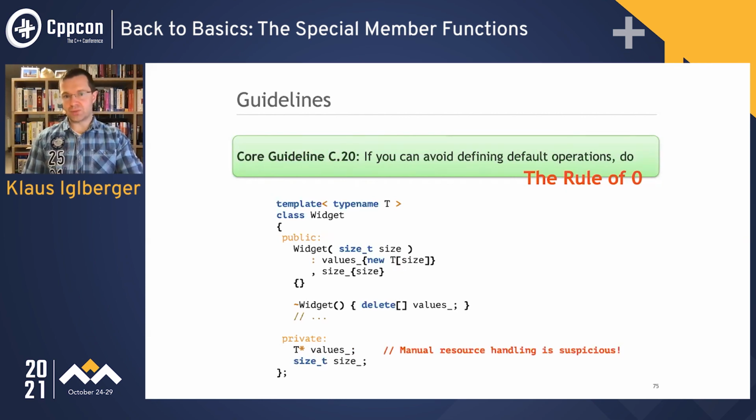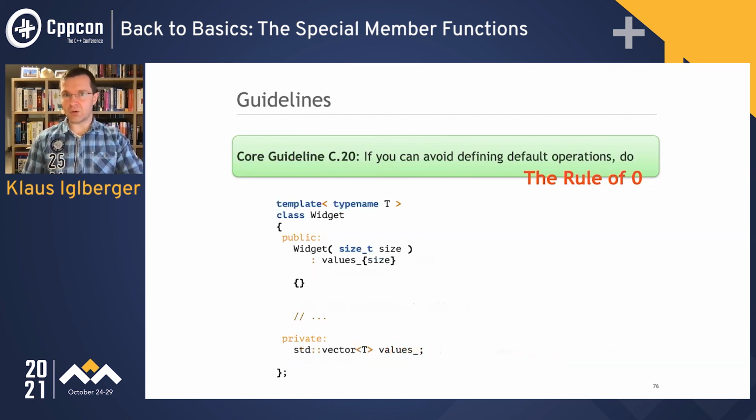You should consider, not always of course, but most of the time, consider manual resource handling as suspicious, as difficult, and you should leave that to some classes that already do that. So that widget could also be implemented in terms of a vector. That's so much simpler, and that would definitely achieve the rule of zero.